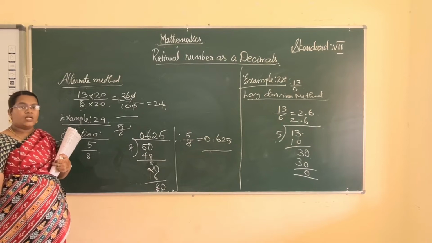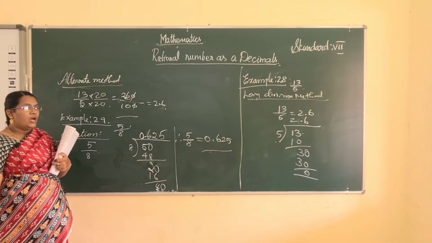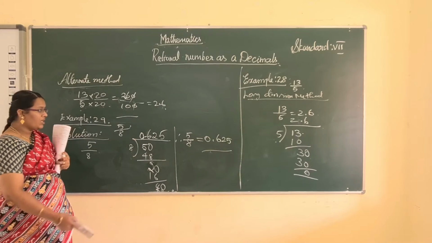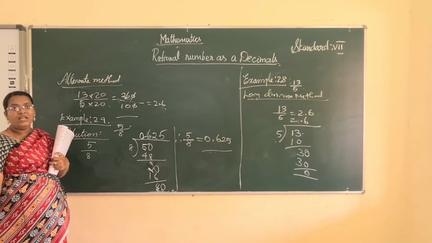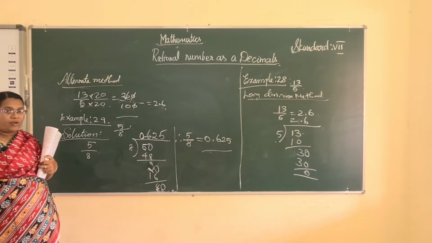Terminating numbers. Non-terminating numbers means it goes on endlessly. That means the remainder will not be 0.